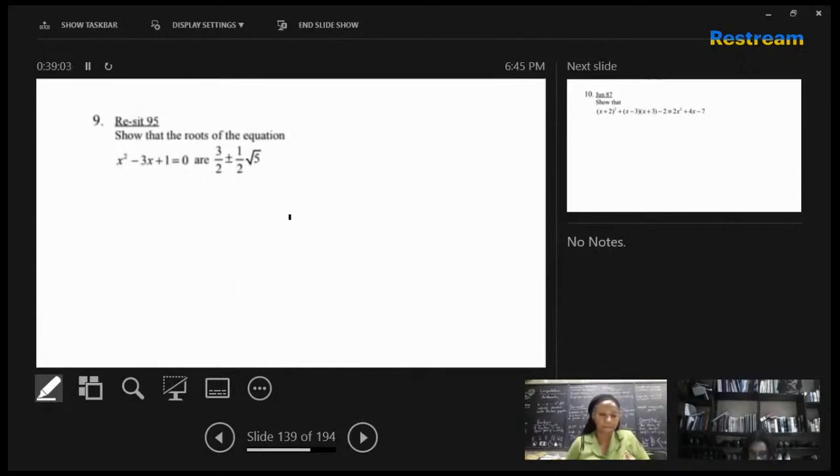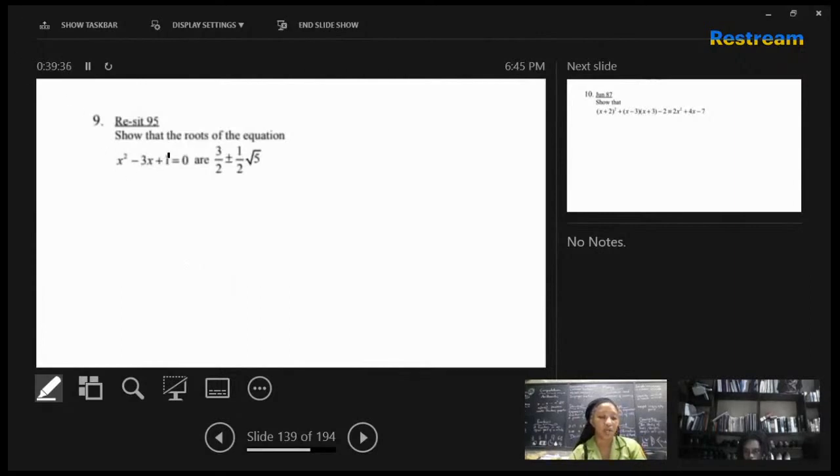Okay. So check if you can factorize it. Can you factorize this equation? No, Miss. It's a quadratic equation. How would you check if you can factorize it?